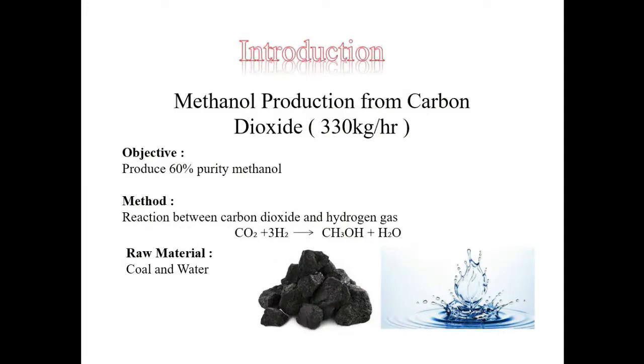Hello, my name is Chong Yan Ding. Now let us introduce our process: methanol production from carbon dioxide, and our target is 330 kg methanol per hour. Our objective is to produce 60% purity methanol, and our method is by reaction between carbon dioxide and hydrogen gas. This can be shown by the equation: 1 mole of carbon dioxide reacts with 3 moles of hydrogen gas and produces methanol, and the byproduct is water. The raw materials we use are coal and water.